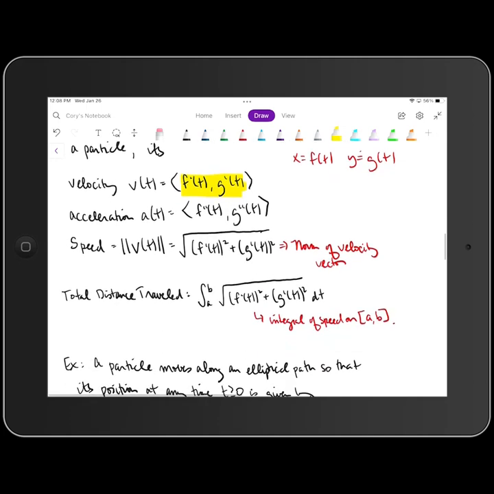And then lastly, total distance traveled. We said again that this was our arc length formula for parametrically defined curves. That is the integral from a to b of the square root of dx/dt squared plus dy/dt squared, which we're integrating with respect to t. Another way to think of that: total distance traveled is just the integral of speed on the closed interval from a to b. Those are going to be the common things that you're going to be asked to calculate for a particle in motion on a parametrically defined curve.